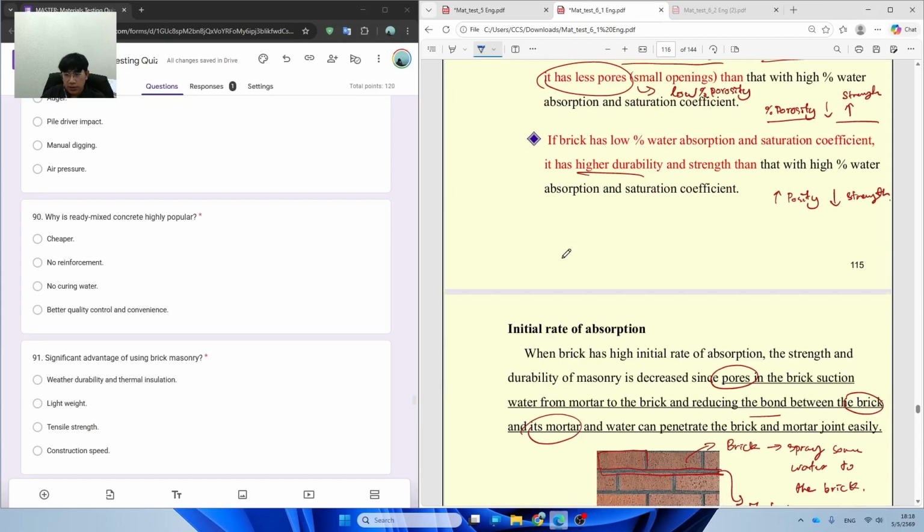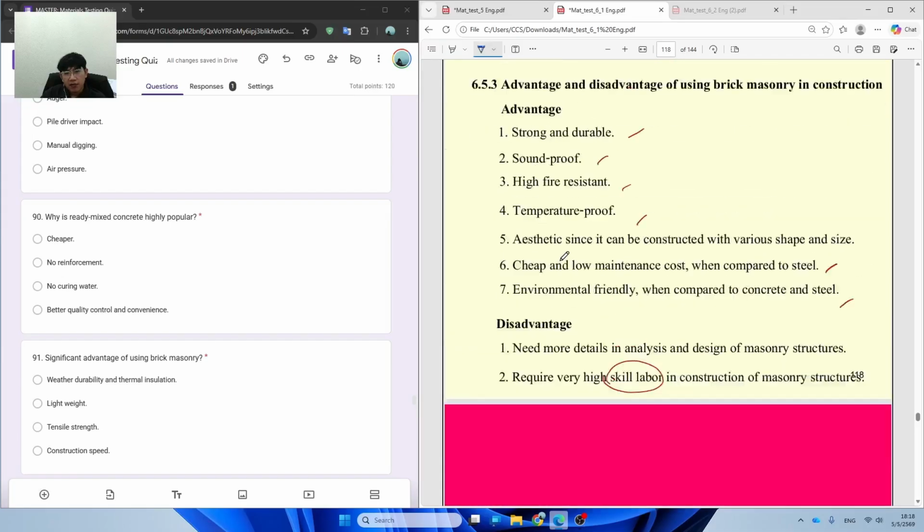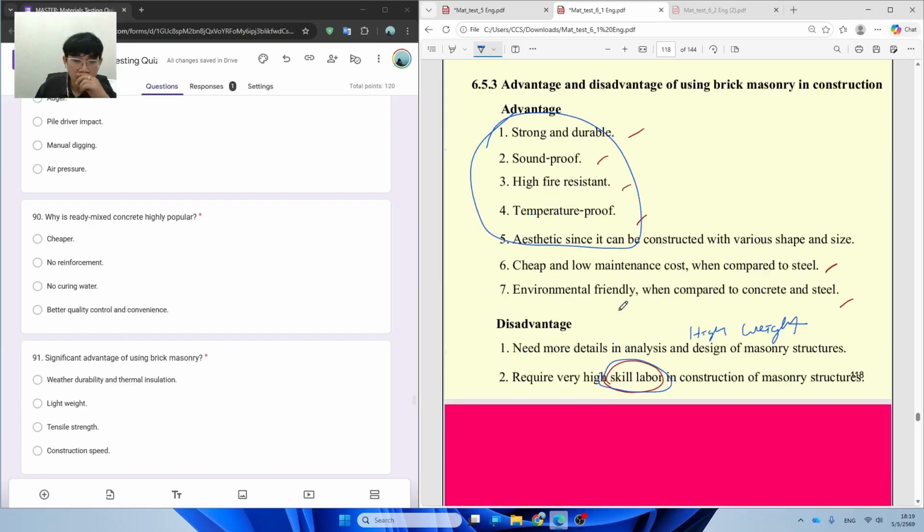What else? If you look at the good side and the bad side of brick, just by weight, it adds to the structure, which means we increase the dead load in the structure if we use the solid brick system compared to other materials.